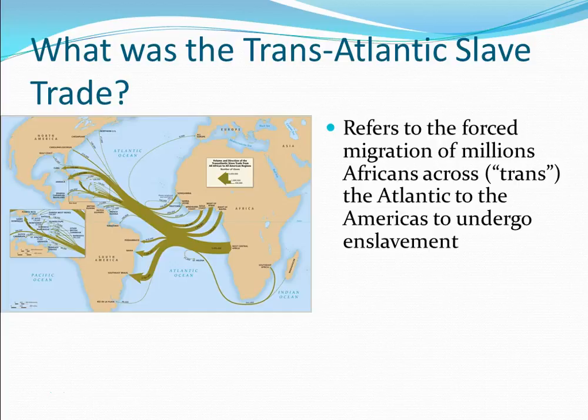So again, the transatlantic slave trade, trans means across, Atlantic, the Atlantic Ocean. So slavery was not a new thing. Slavery had existed for thousands and thousands of years. However, as we commonly think of slavery today, we think of the transatlantic slave trade because that's the one we're most familiar with. So the transatlantic slave trade refers to the forced migrations of millions of Africans across the Atlantic to the Americas to undergo enslavement.